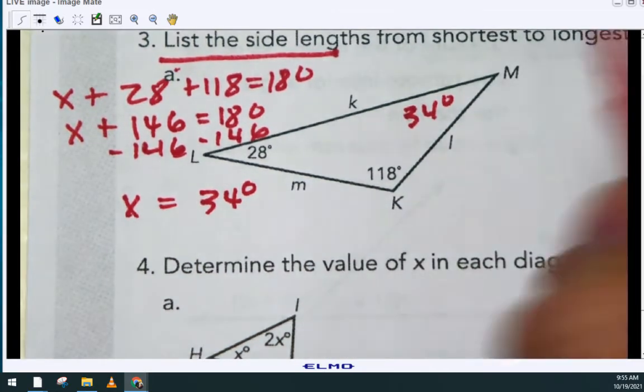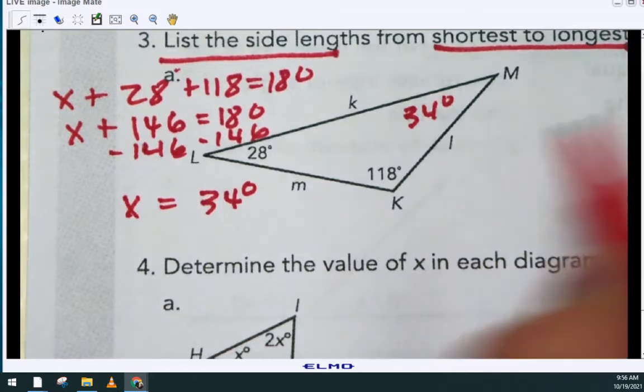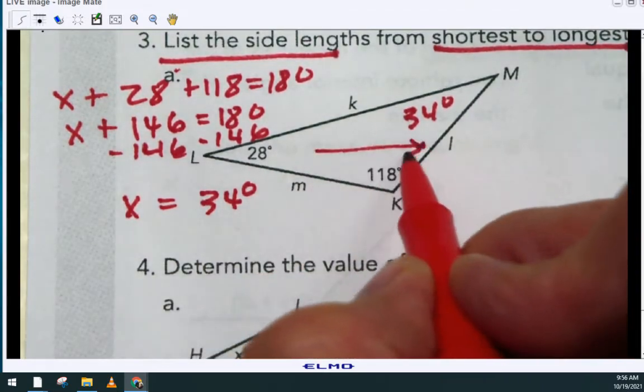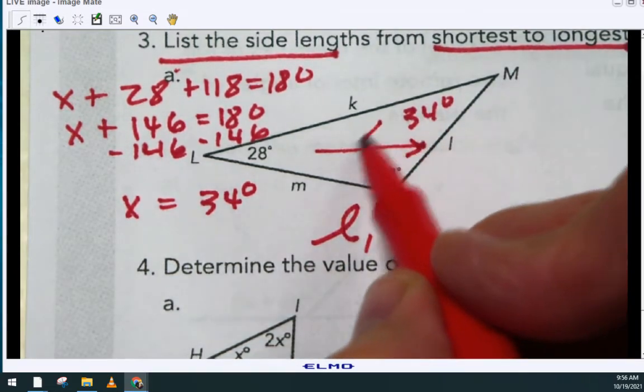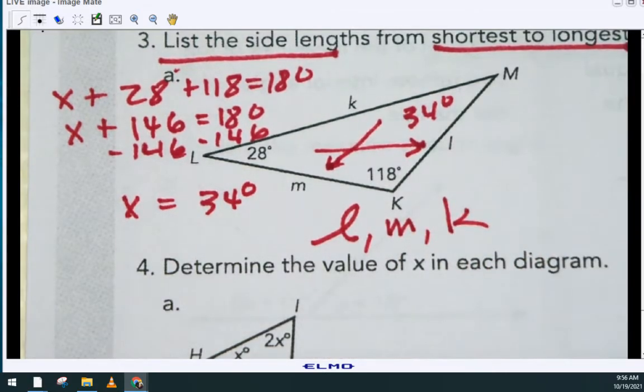When I'm looking at this, it wants shortest to longest. So I look for the smallest angle. The smallest angle is 28 degrees. What's across from it is L. Then I have 34 degrees. What's across from it? M. And then I have K.